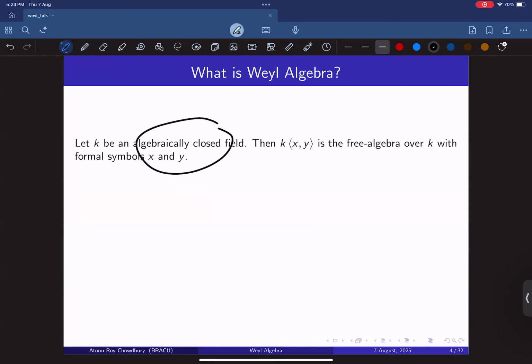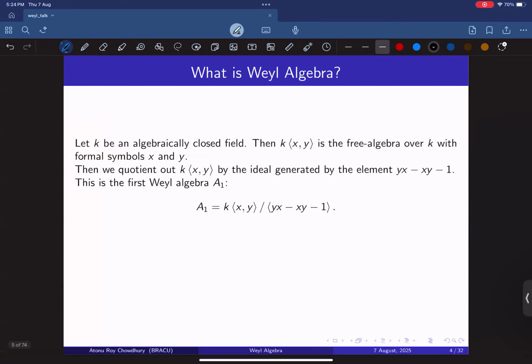So let's say K is an algebraically closed field, and we are going to form this algebra, which we are calling the free algebra, with formal symbols X and Y. Now let's slightly recap. What is an algebra? An algebra is a vector space along with a multiplication structure, such that the multiplication is compatible with the vector space structure. So K<x,y> is the free algebra over K with formal symbols X and Y. Then we are going to quotient out K<x,y> by the ideal generated by the element yx minus xy minus 1. So this is the first Weyl algebra.